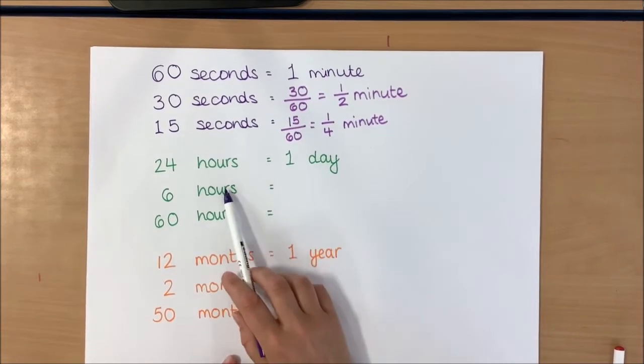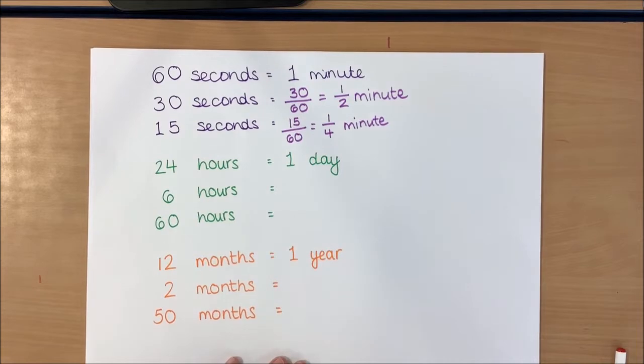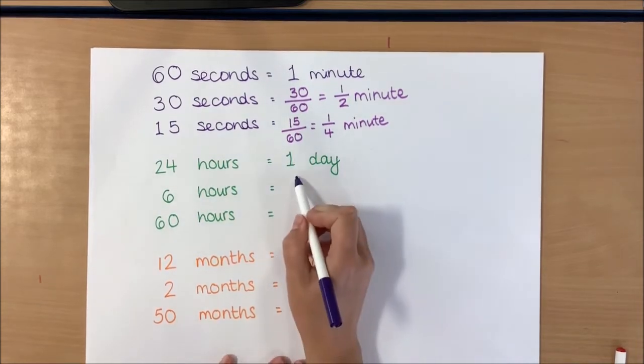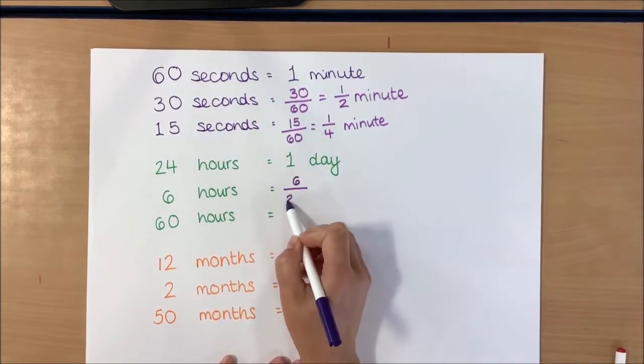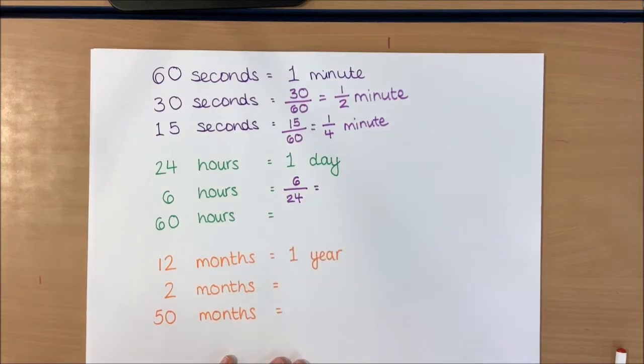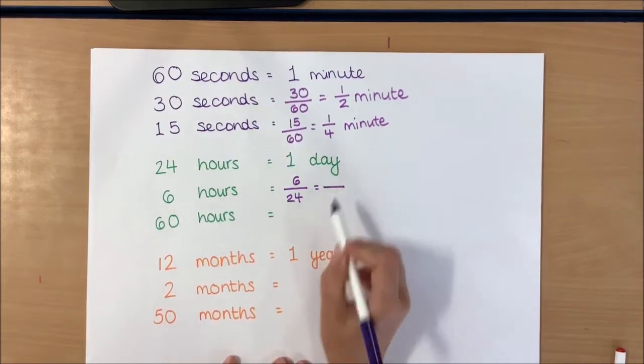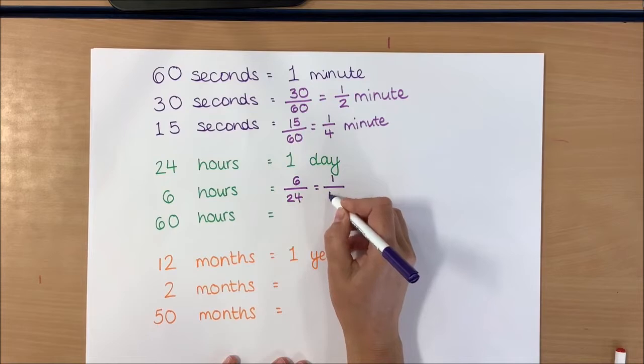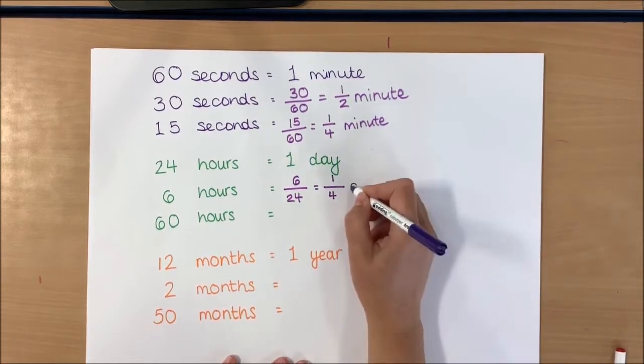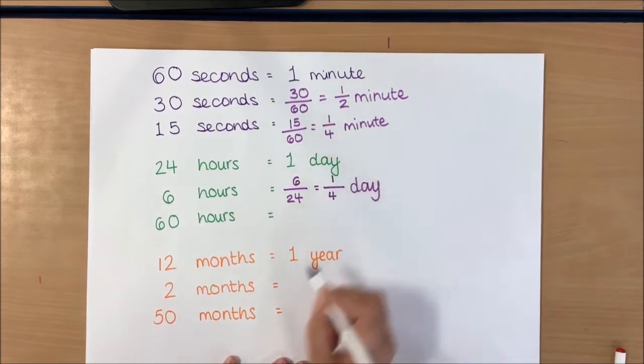Okay, this one says 24 hours is 1 day. How many days is 6 hours? Well, it's 6 hours out of a possible 24. And then using my fractions knowledge, both of those have got a factor of 6. So 6 hours is a quarter of a day.